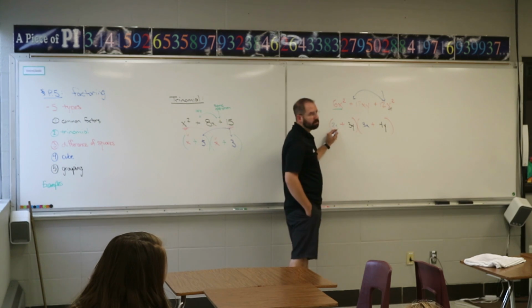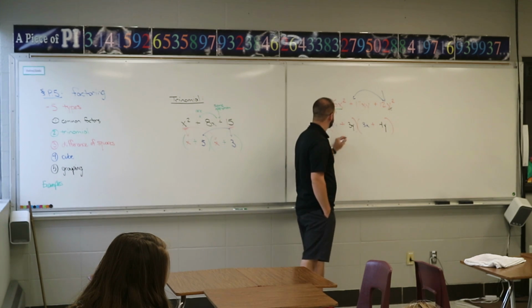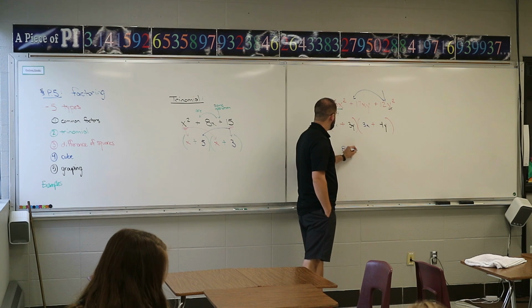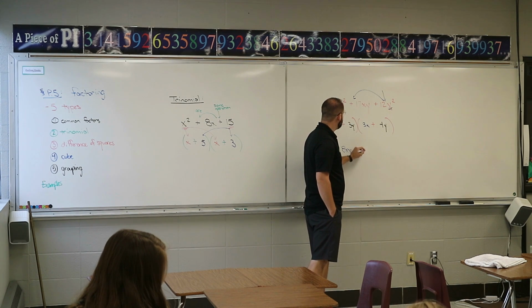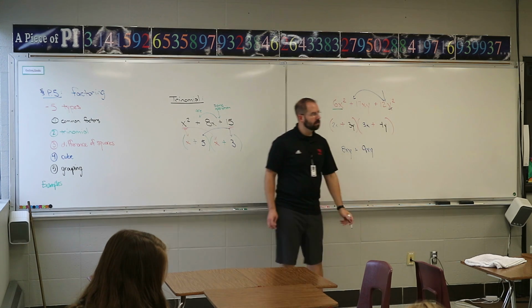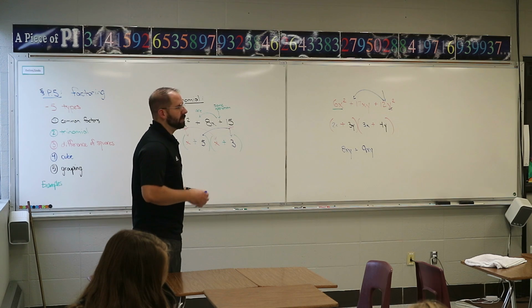So just to prove that it does work, let's go with the outer and inner. So outer is 8xy. That's the outer. Inner is 3 times 3, which is 9xy, and that does make the 17 in the middle. So that was the option.